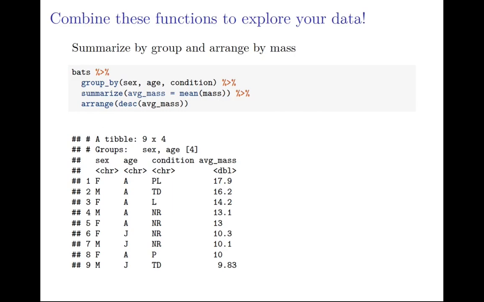And so what you're going to be doing when you're transforming your data and exploring it is that you just want to combine a lot of these functions to see what your data are telling you. Say you want to summarize by group and arrange by mass. Here you can just go crazy using the pipe and looking at your data frame. Here you're grouping by sex, age, and condition, and then summarizing for your mean mass, and then arranging it in a way that makes sense to you.